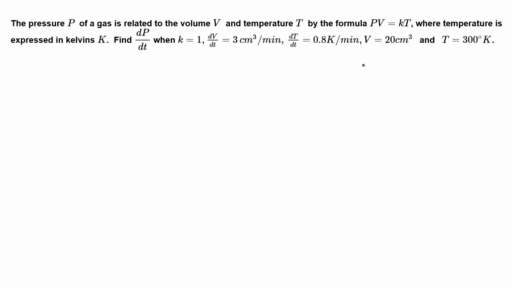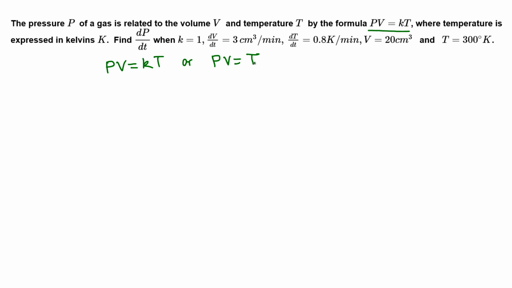Read the question carefully. So we have the formula here, PV equals KT, and we are asked to find the derivative of P with respect to time t. So let me write down P from this formula. PV equals KT, and the K value is fixed, which is 1. So that is the same as PV equals 1T, just T.